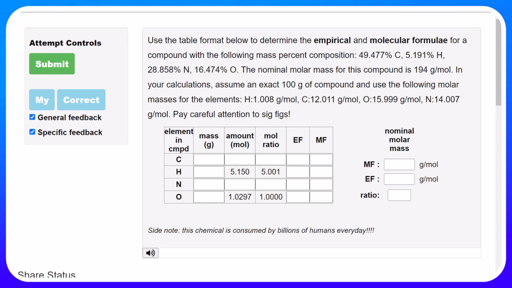In this short video, I'd like to show you how to solve an empirical and molecular formula type problem when you're given the mass percent composition. Now, this is the exact same question that's in your homework.